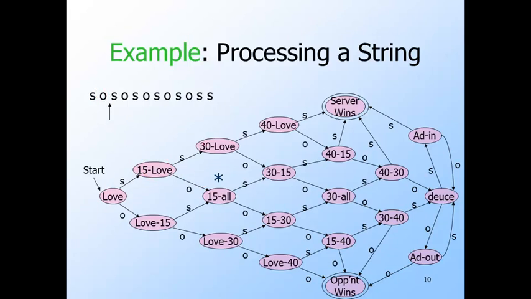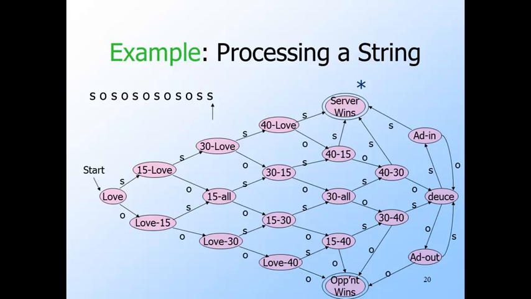In state 15 all, we see another S on the input, so we go to state 30-15. And O takes us to state 30 all. Then on S, we go to state 40-30. From there, we go on O to deuce. And from deuce on S to add in. From there on O back to deuce. And another cycle on S and O between add in and deuce. Now come the first of the 2 S's. This S takes us to add in again, but the second S takes us to the server win state.